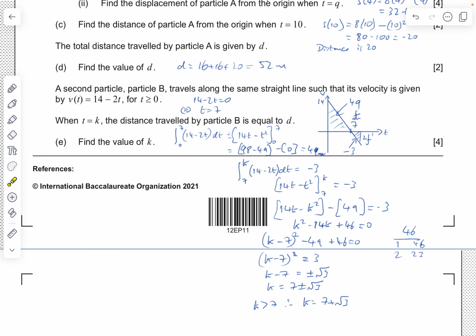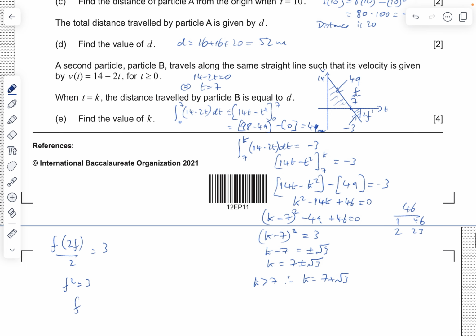So then I know that the area of that triangle, which is f times 2f over 2, equals 3 is the area of the triangle. So we've got the area of the triangle and this length and this length. That means that f squared equals 3. f equals root 3. So I've just found this length here. So therefore I look at the total time t. So k will be 7 plus root 3. So looking at areas of triangles was an awful lot easier than going a long way around the houses with the quadratic.